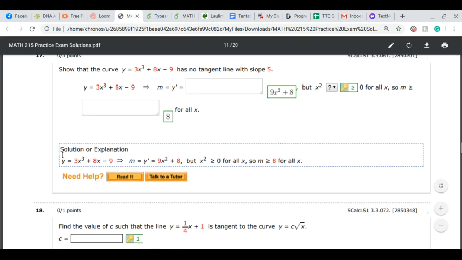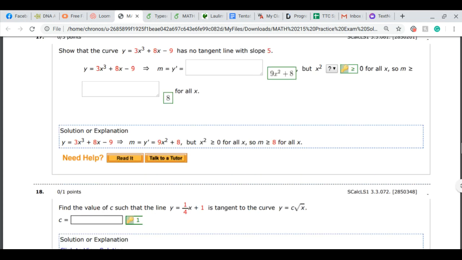So there is a solution. y is equal to 3x cubed plus 8x minus 9, its derivative is 9x squared plus 8. m is larger than or equal to 8. So there's no way a number larger than 8 is going to be equal to 5.